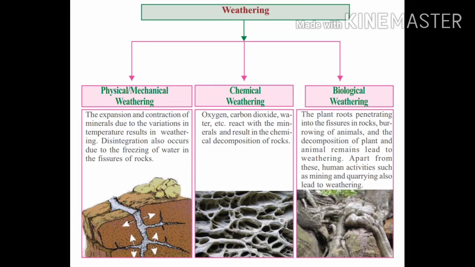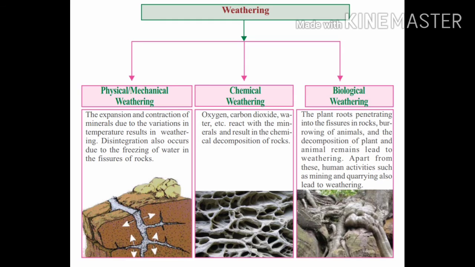Now let's identify the different types of weathering. First one is physical or mechanical weathering. That is, the expansion and contraction of minerals or rocks due to variations in temperature and freezing of water is called physical or mechanical weathering.